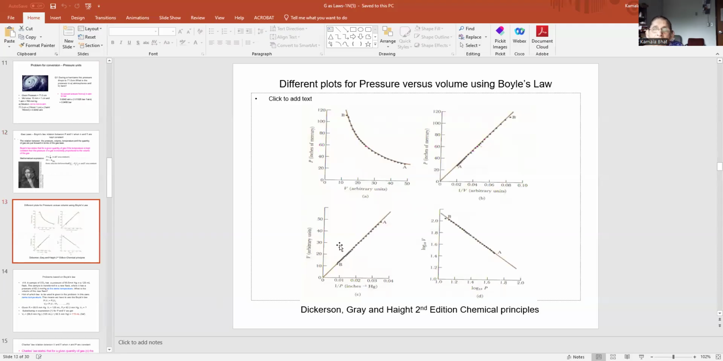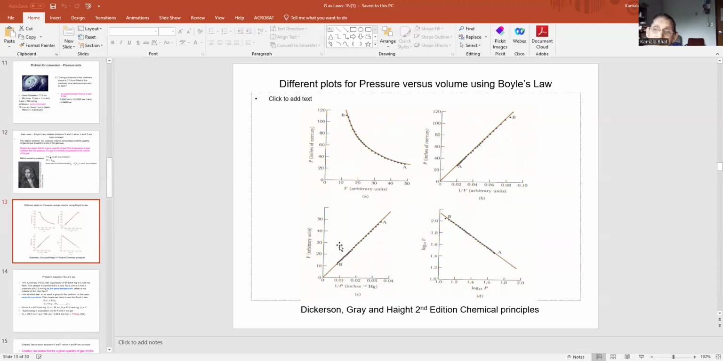Now, if you plot the graph, different plots for volume and pressure versus volume, depending upon how it is, you get an idea how the gas law behaves. Generally speaking, pressure and volume are inversely related, so we can write 1 over P versus volume, 1 over V versus P, then you have P versus 1 over V.